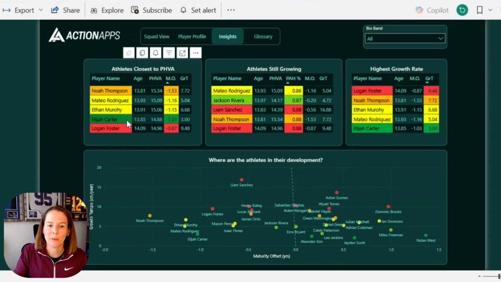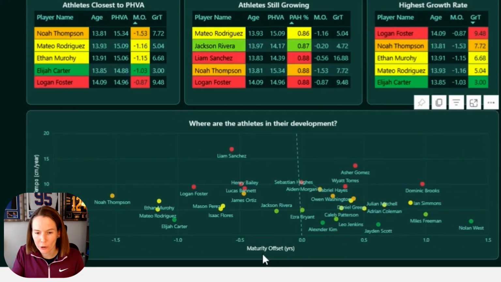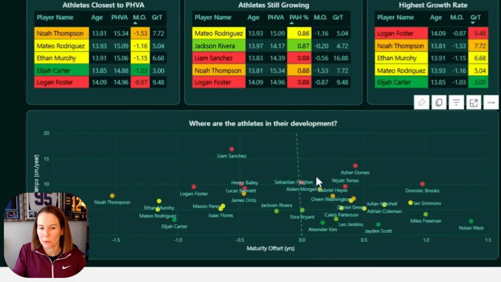And of course, you would be looking for consistencies across these 3 buckets in the names, which we're actually seeing quite a lot of. For instance, Noah Thompson here is shown in all of them. Finally, then we have this visualization of maturity offset against growth tempo. Again, those are 2 of the most key risk factors for injury that were identified in the research. So we could use this snapshot to identify our athletes who are growing fastest, as well as those who are within the peak height velocity phase.